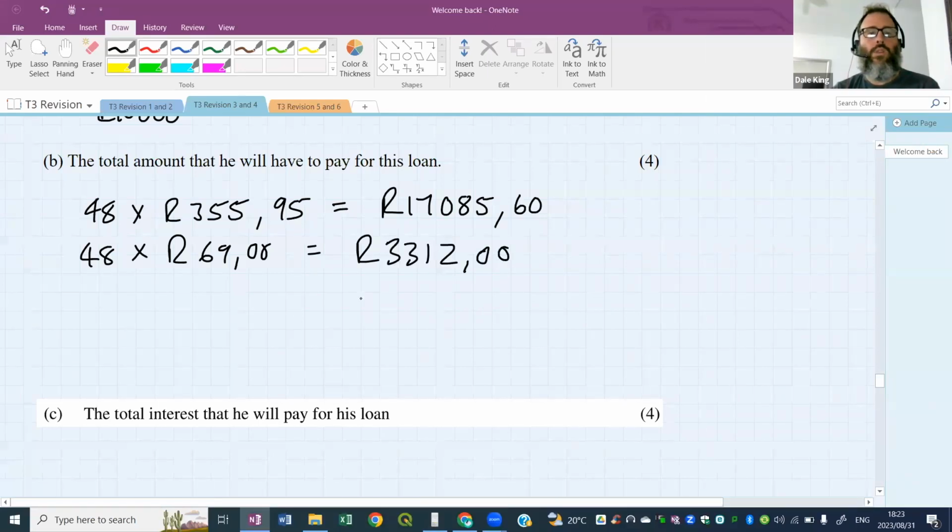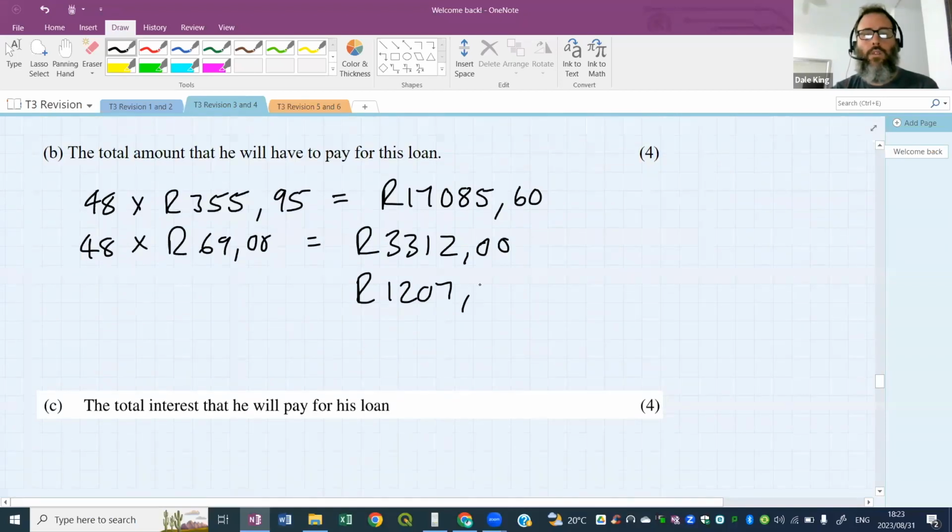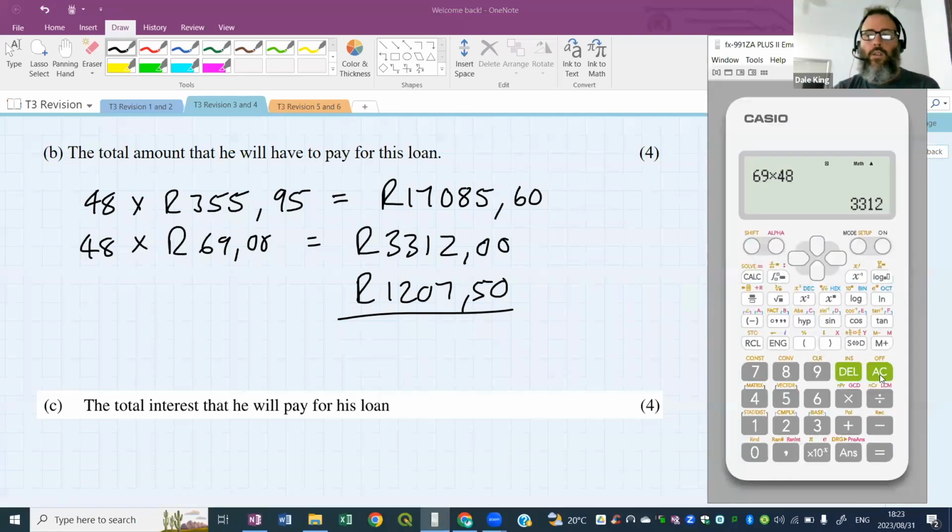All right, and we still got the admin fee as well, which is 1207.50. All right, so those are the three values, and you'd say we've got to add these up. Yeah. Okay. I'm not going to write out 17,085 plus 3,312 plus. You guys should do that in the test. I'm just saving time here. So I'm just going to add these up now with my calculator, but you were going to write it out in the exam to show the marker. I know what I'm talking about.